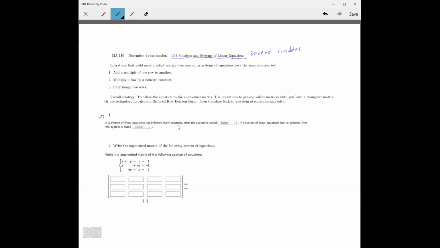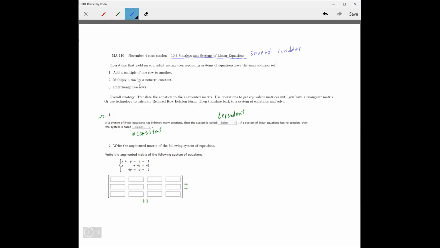If a system of linear equations has infinitely many solutions, then the system is called dependent. And I think that's just the notation for this book, or maybe other people use that notation, but that makes sense. If a system of linear equations has no solution, then it's called inconsistent. So dependent means that there's infinitely many solutions. Inconsistent means that there's no solution. So those are certainly possibilities. The other possibility is where you have exactly one solution.